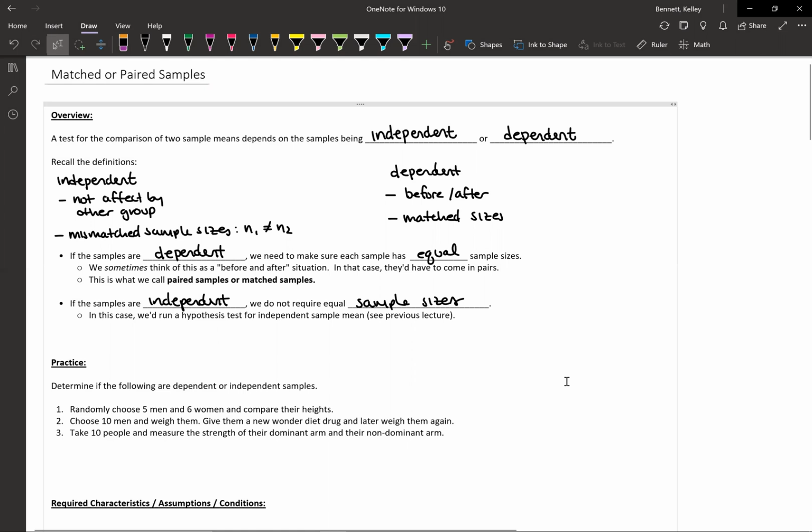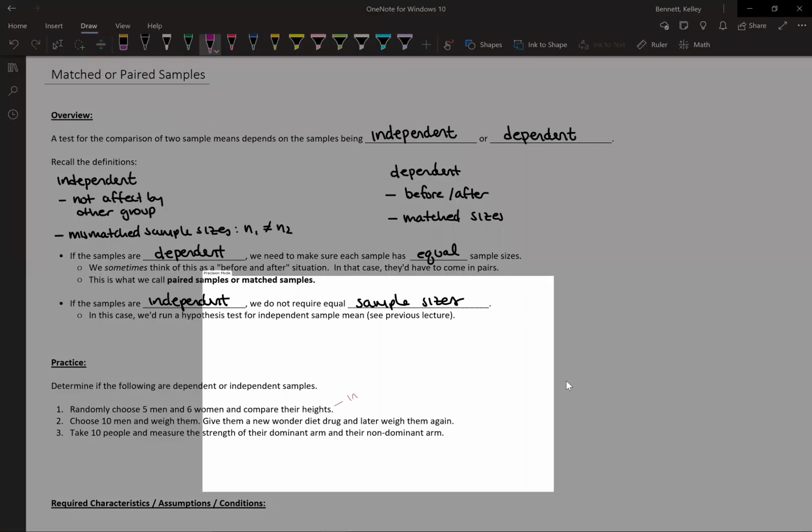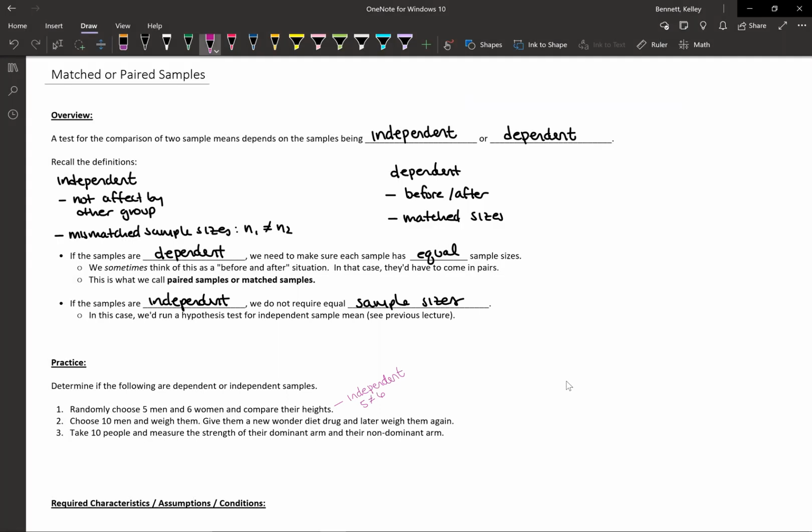So in the first example, we're going to randomly choose 5 men and 6 women and compare their heights. So this is going to be independent. The first tip off is that we don't have matching sample sizes. And also the height of men doesn't really affect the height of women. Certainly 5 is not equal to 6. And the height of men does not affect the height of women, nor vice versa.